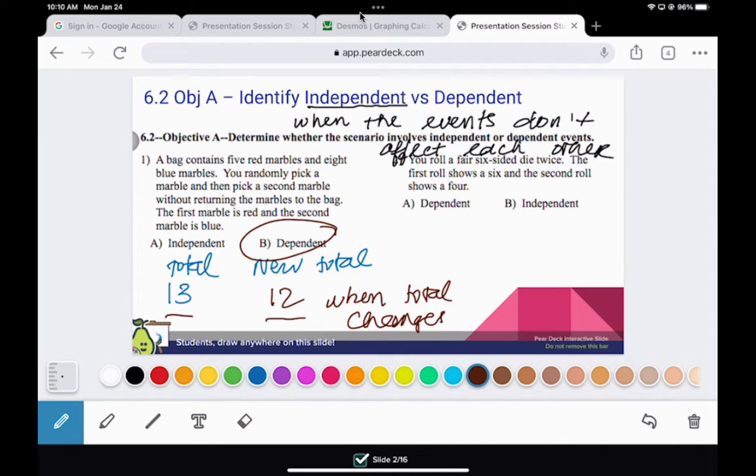Okay, so that's the question you want to ask yourself when you take the test. Does the total change? If it's changed, then it's dependent. If it doesn't change, then it's independent, right? So that's the thing you want to put in your notes.